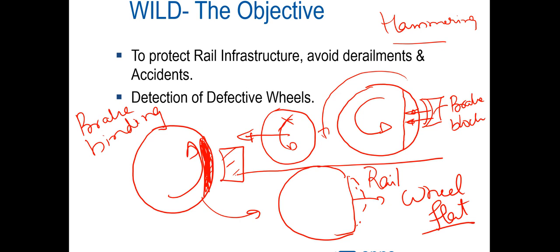There are some more situations which can lead to this dangerous situation. Let's suppose you have a broken spring. That will also result in uneven forces on the rails. The result of these uneven forces is that over a period of time, your rail can become really damaged in a very bad way, and it can result in derailments and accidents. So the detection of defective wheels is extremely important.